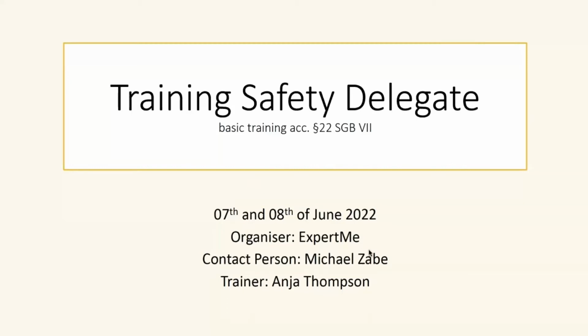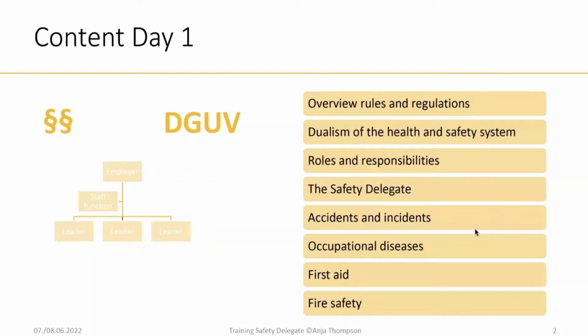So we're starting today, Tuesday, and tomorrow, Wednesday, with our training from 8:30 to about 4 o'clock in the afternoon. Our content for the first day will be just about health and safety organization in general for a company, something that applies to any company, doesn't matter how small or big the company is. So we talk about rules and regulations, just an overview to give you a good starting point.